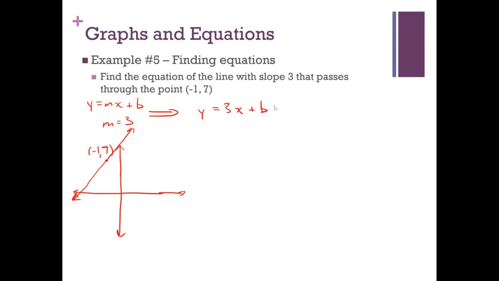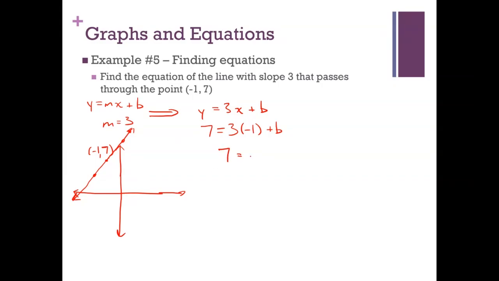What do the x and y stand for? Yes, x and y are the coordinates of any point on this line. But since I only know the coordinates of a single point, that's what I should use. So what do I plug in for y? 7. And for x? -1. So I can use that one known point and the known slope to figure out what the y-intercept is.